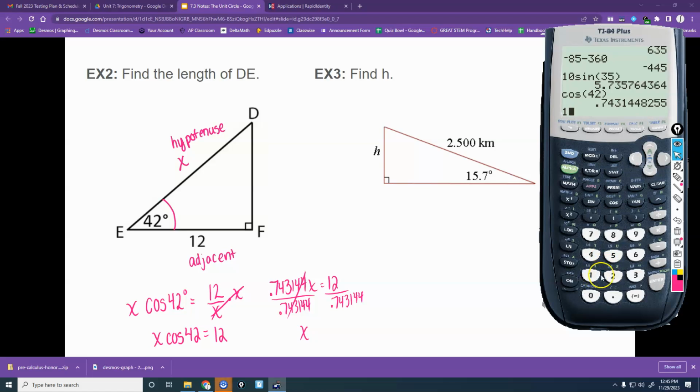And then we got 12 divided by that answer. It's going to give us 16.148. Or I could have just done it this way. I could have just typed in 12 divided by cosine of 42. And get the same answer.